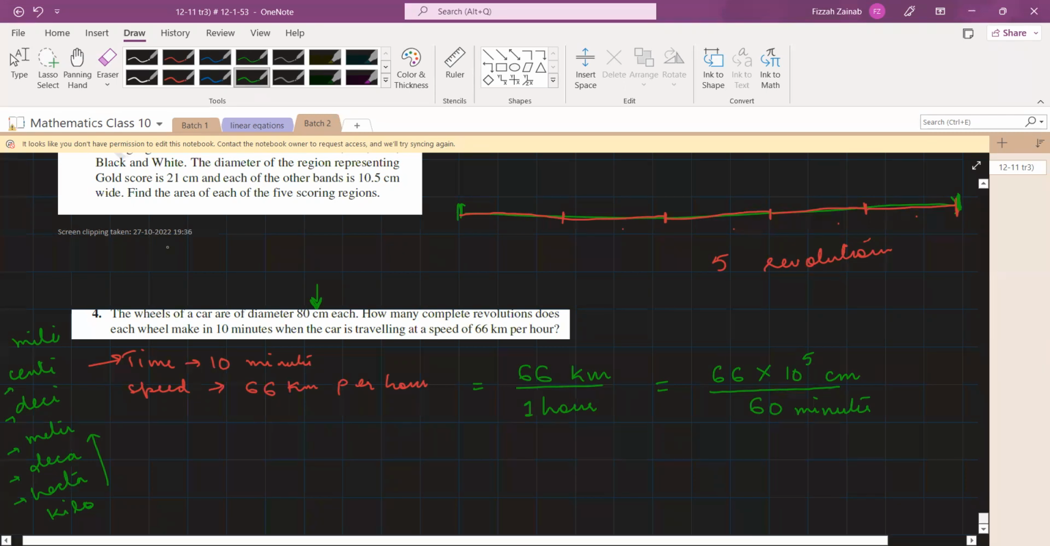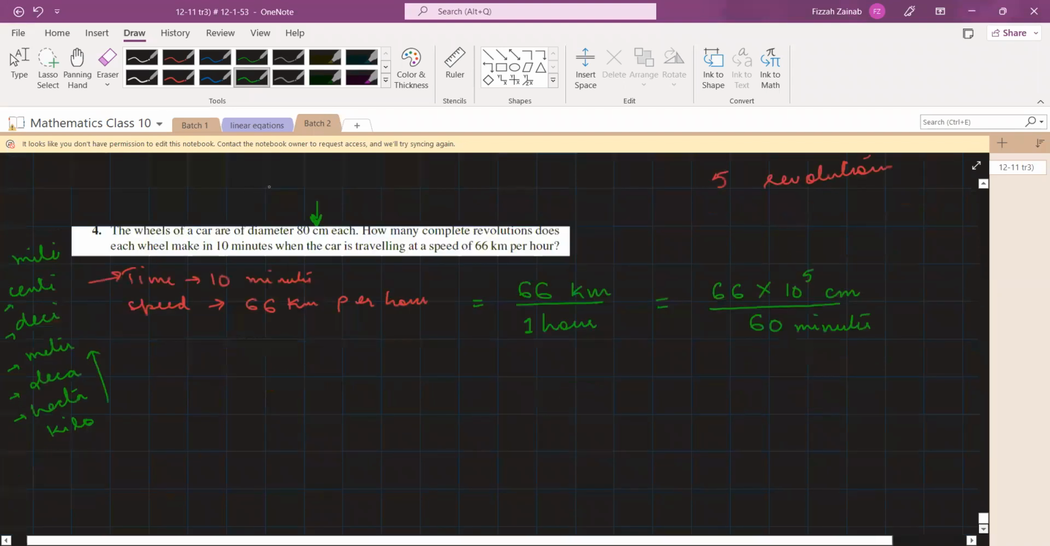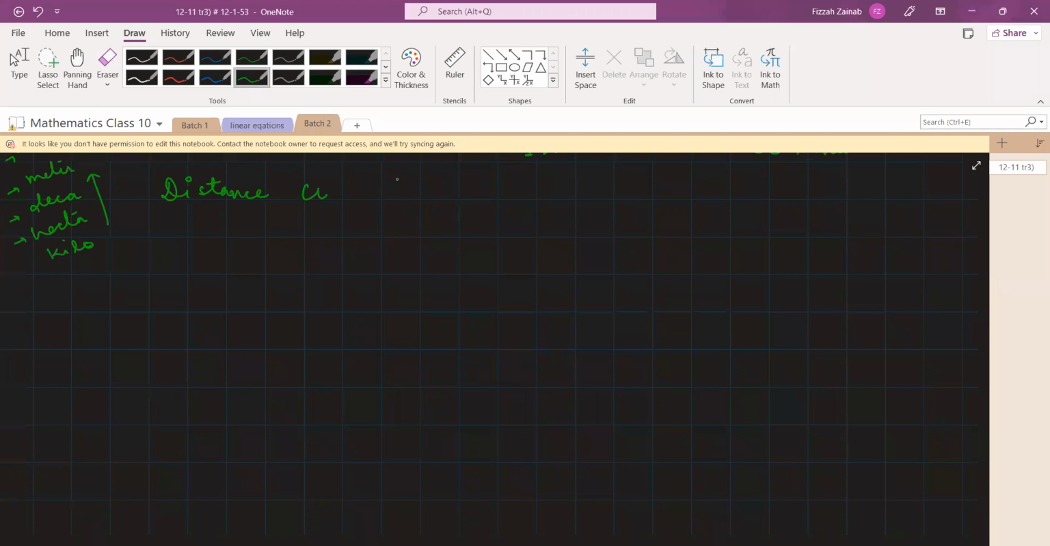Okay. So distance covered by the car in 10 minutes. Let us find this. Or you can say total distance covered by the car, let's say. So, distance is equal to speed into time, right?